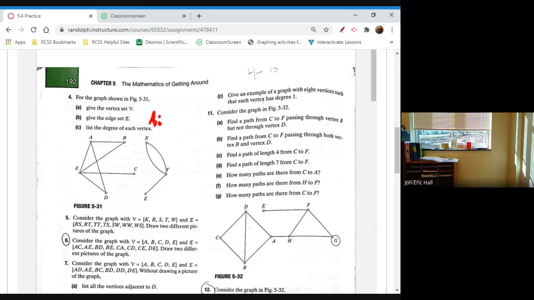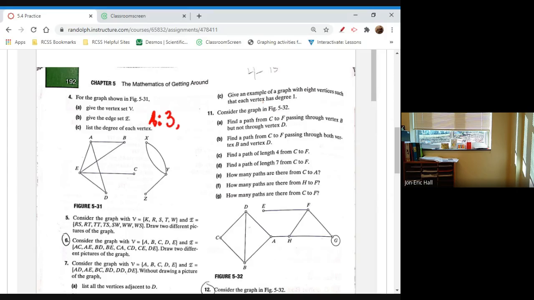Do you remember what a degree is? No, you told us not to do degrees in 5.1. Degree is the number of lines or edges that touch or come in contact with that specific vertex. So how many lines come in contact with A? 3. So the degree is 3.